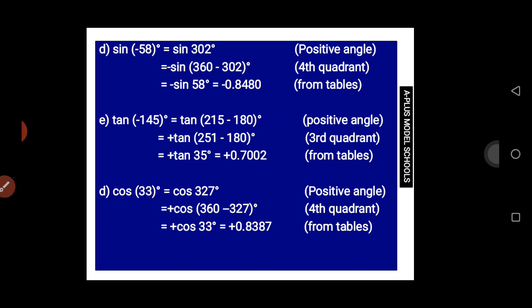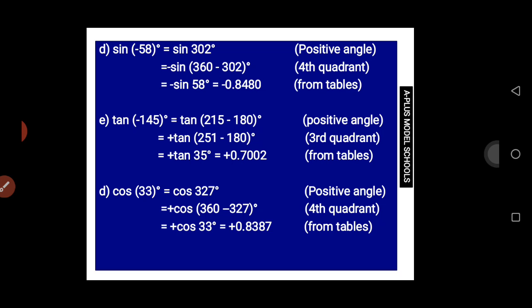The last example, which is cos 33 degrees. Now, cos 33 degrees falls in the first quadrant. Now, here I'm given a positive angle. You just subtract 33 degrees from 360 degrees. When you are given a positive angle, you subtract it from 360 degrees. And when you are given a negative angle, you add it to 360 degrees. Now, if you are given cos 33 degrees here, you will subtract that 33 degrees, because 33 degrees is already positive. Subtract it from 360 degrees. That will give you 327 degrees.